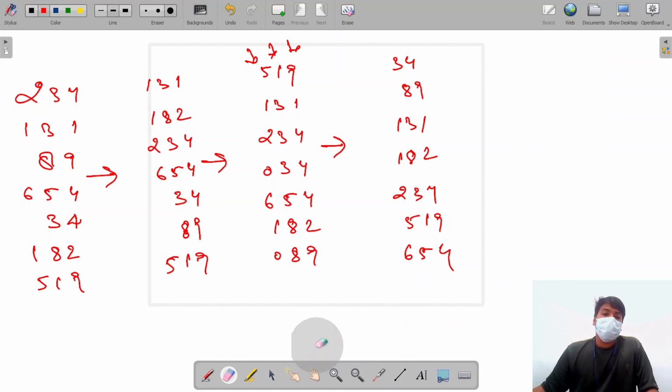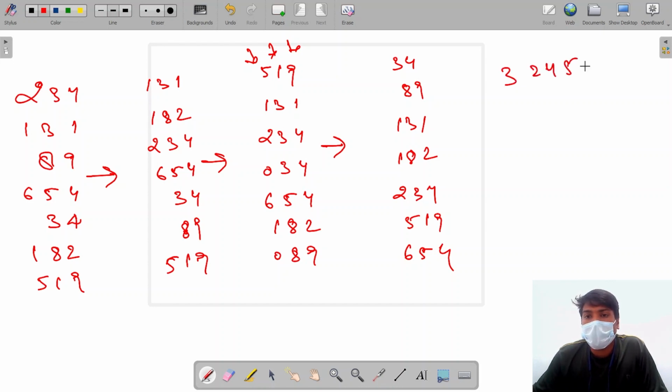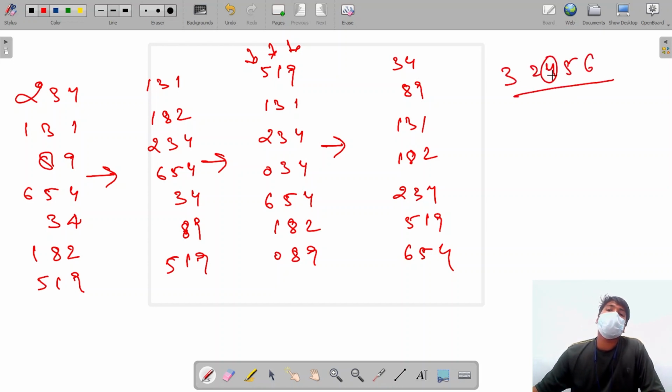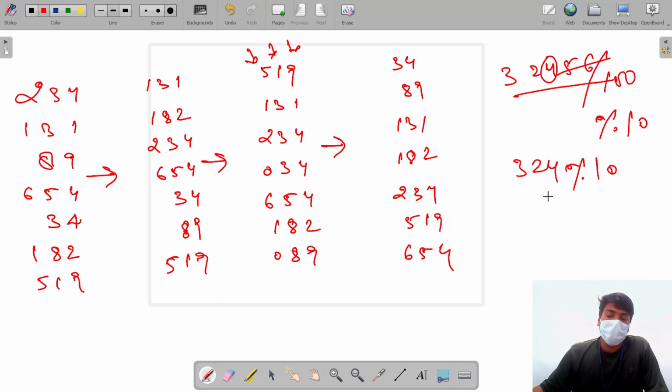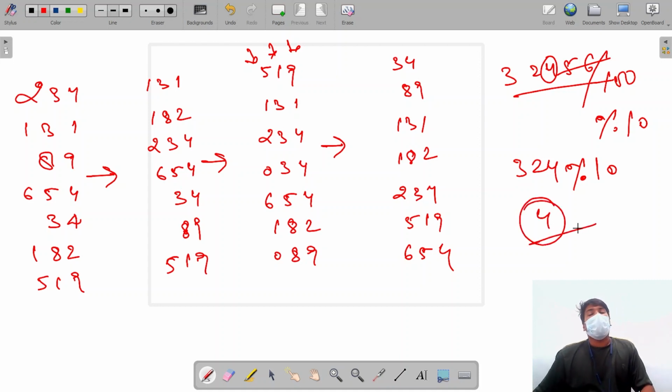And the next point is how we are going to get these digits of a number. Suppose we have 32456 and we want this 4. For getting this 4, we will divide it by 100 and then do mod with 10. When we divide it by 100, the last two digits get removed and it becomes 324. When 324 is modded by 10, we get only 4 as the remainder. So this is how we'll get this 4.